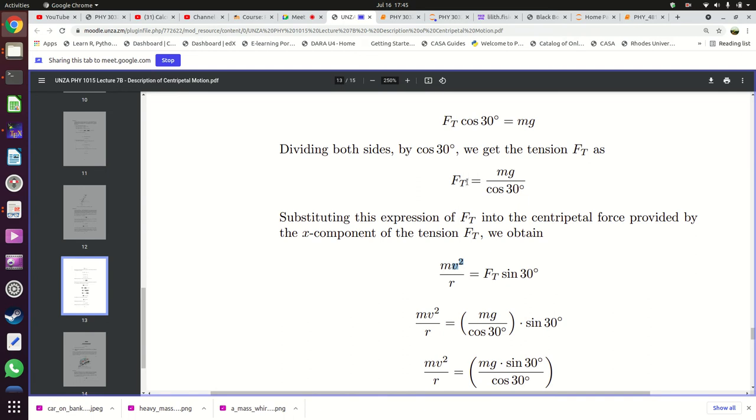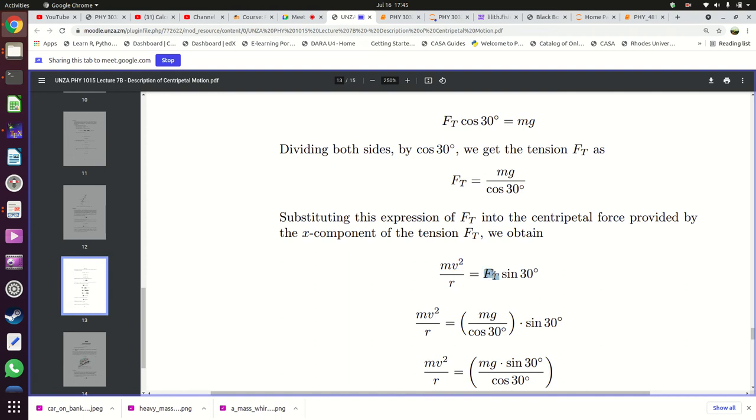So we can get rid of the tension, since the question is talking about the velocity. We can also get rid of the mass, because if there's a way of getting rid of the mass, we can do that, so that we only remain with the velocity. That's what the whole exercise is about: finding out what the velocity is supposed to be when this thing is moving in a circle.